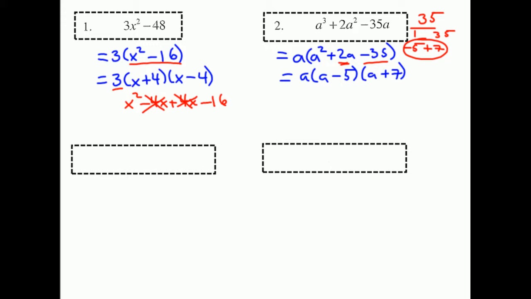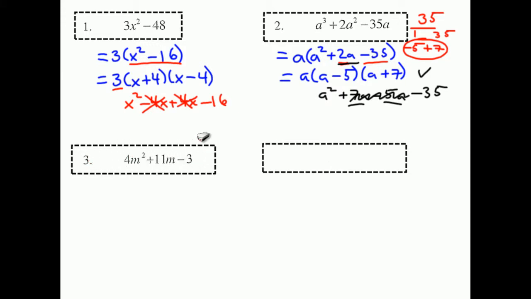To check, we do a times a, we FOIL it, right? So a squared. a times 7 is 7a. a times negative 5 is negative 5a. And negative 5 times positive 7 is negative 35. So 7a minus 5a gives us positive 2a, which is good. And then we get minus 35, and then the a squared as well. So that's fine, and that works. Right, go to the next question.